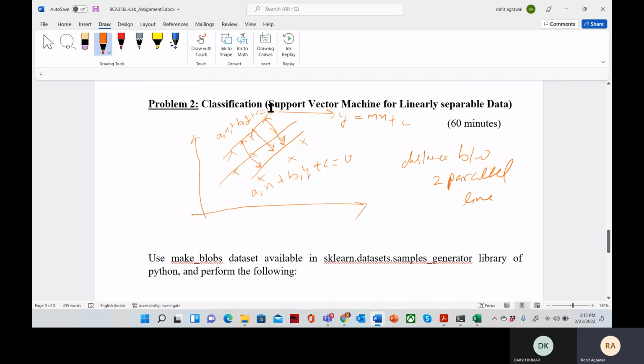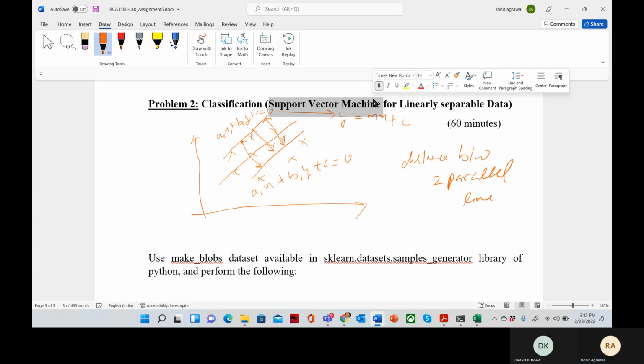We are using this support vector machine for classification. Classification means we just need to classify whether it is a cancerous or non-cancerous image, spam or not spam, or anything else. Clear है?